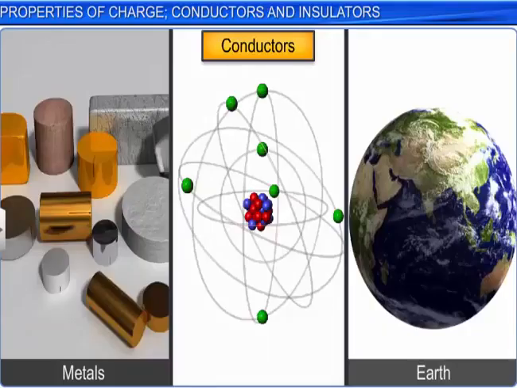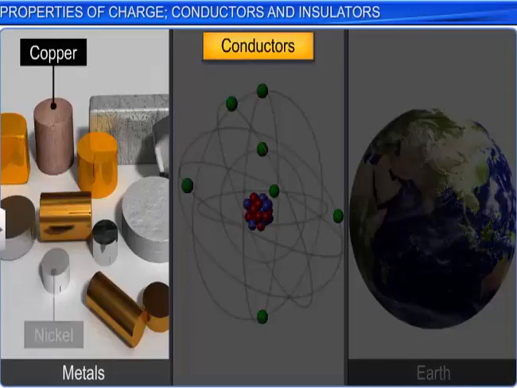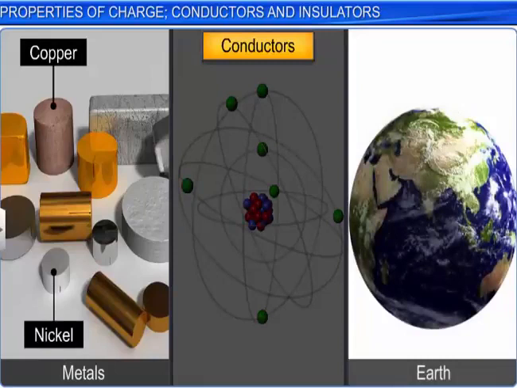Such materials with a large number of free electrons are called conductors, and as such, these materials readily allow the flow of electric current through them and cause very little resistance to the flow of electricity. Metals like copper, nickel, and the human body and earth, etc., are some conductors.